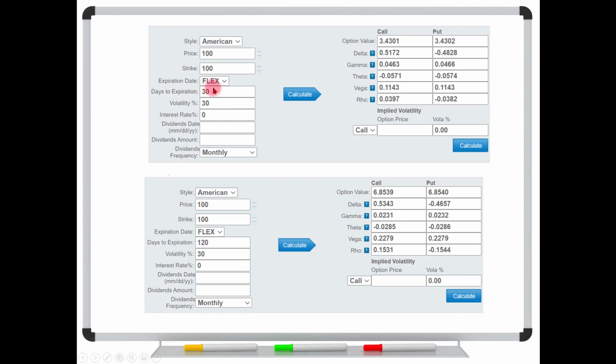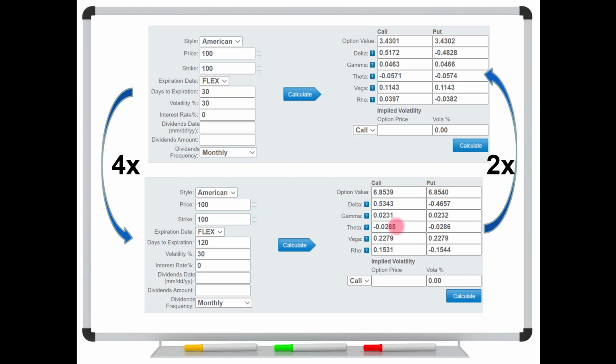I've got 30 days to expiration, and it's telling us that my theta over here is 0.0571, about 6 cents. Now watch this. We're going to increase the days to expiration from 30 to 120. That's a factor of 4. What happened to my theta? Now it drops to 0.0285. And notice that this first number here is 2 times that of the second one. That's saying that the shorter dated option is going to decay at twice the rate of the 120-day option.